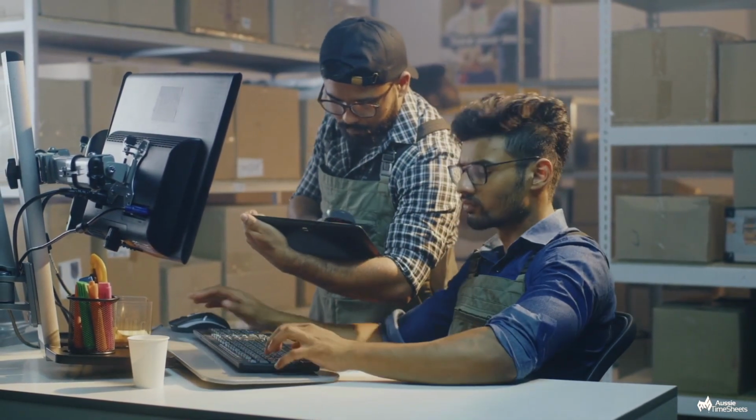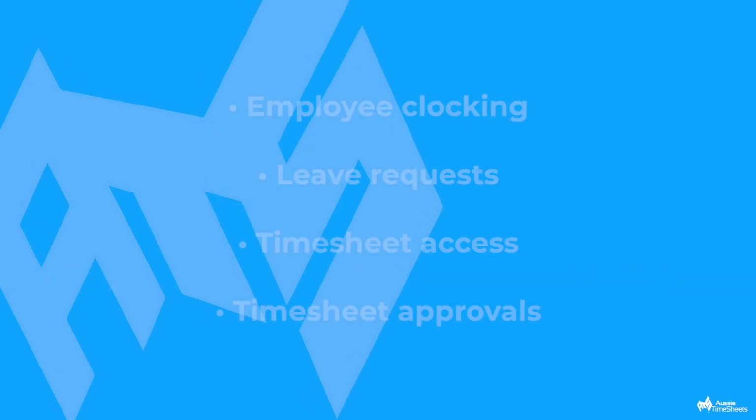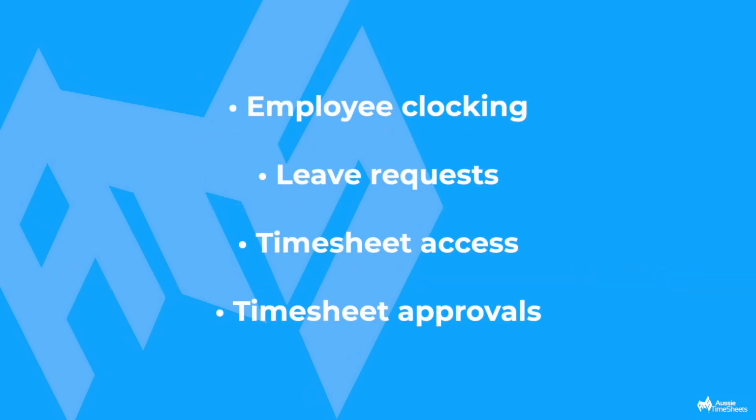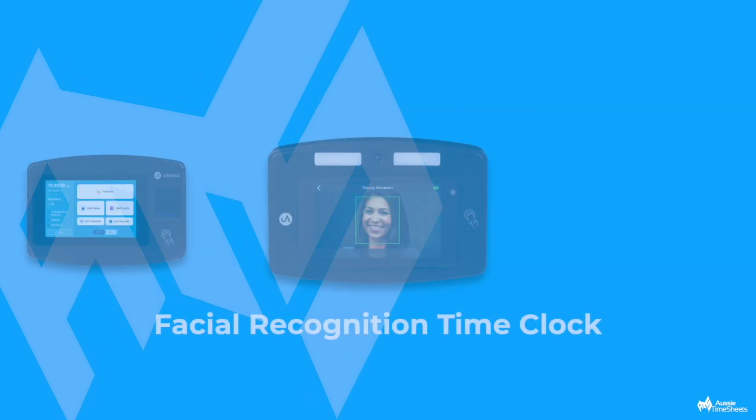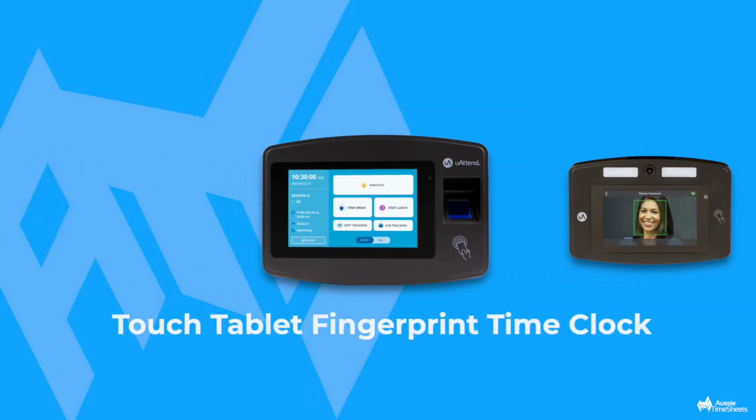A key uAttend benefit is its simplicity. Sign up within minutes, order time clocks online, and have employees clocking in via the app almost immediately after account setup. The system includes iPhone and Android apps for employee clocking, leave requests, timesheet access, and timesheet approvals. It also offers contactless facial recognition and fingerprint time clocks with user-friendly touchscreen menus.